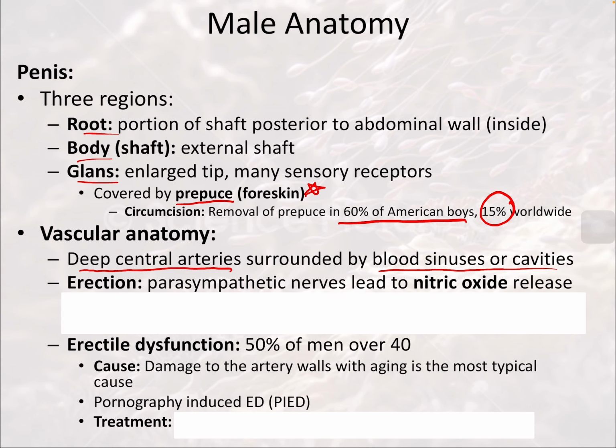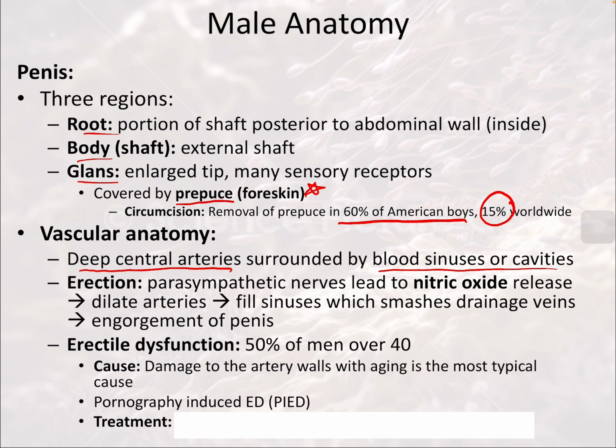So during the erection process, the parasympathetic nerves are stimulated. Those lead to nitric oxide release. Nitric oxide is a very strong vasodilator, so that causes those central arteries to dilate. And what that does is those arteries then fill up those sinuses that are surrounding the arteries, which then smashes down their ability to drain. And so the blood gets stuck in there, right? And that leads to engorgement of the penis.